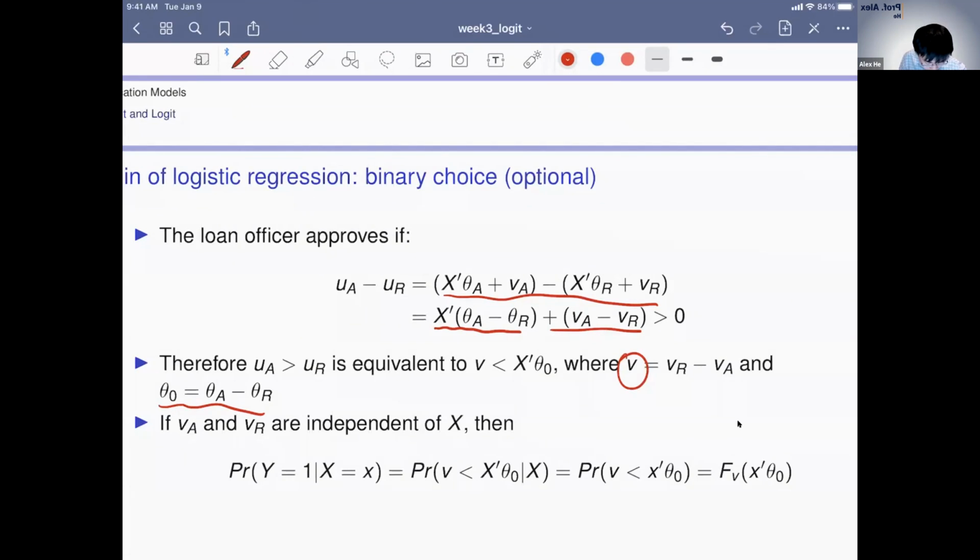And then the probability of y equals 1 is equal to the probability that UA is greater than UR, which is the probability that V is smaller than x times theta 0. Which then, if V is a random variable, this is the CDF of that random variable at the point of theta 0 x, okay?